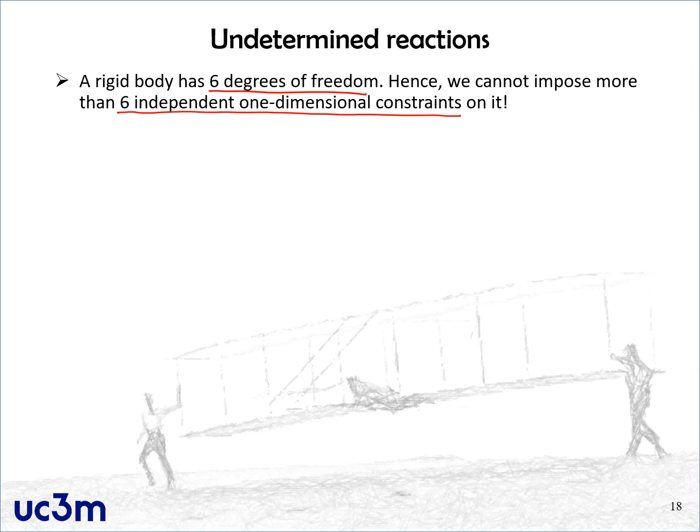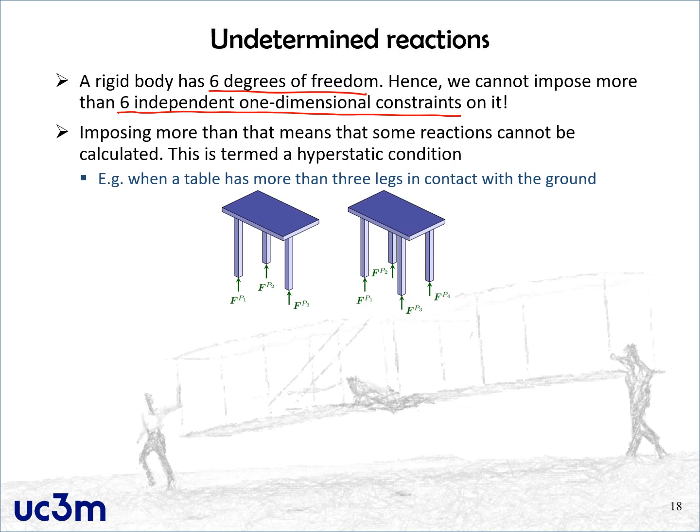If we want to impose a 7th equation of a constraint on the rigid body, well, the body is already fully constrained. That last equation will do nothing on the rigid body, and moreover, we will not be able to determine what the reaction forces associated to it are. And this creates an indeterminacy that can only be solved with more advanced tools than what you will learn in this course. Okay, in essence, that means that we have a hyperstatic condition.